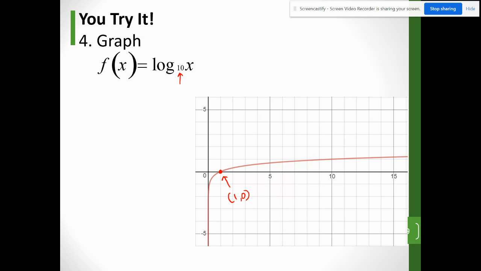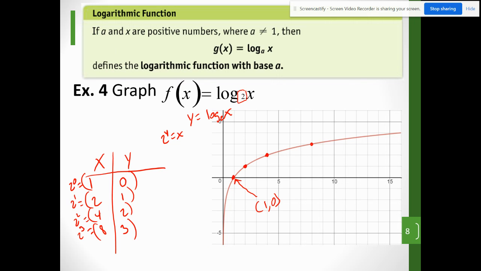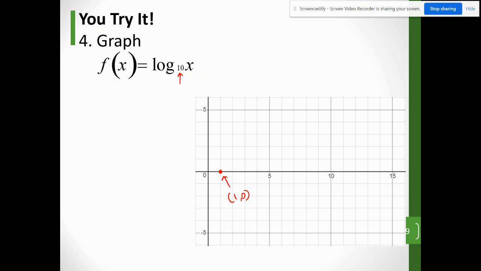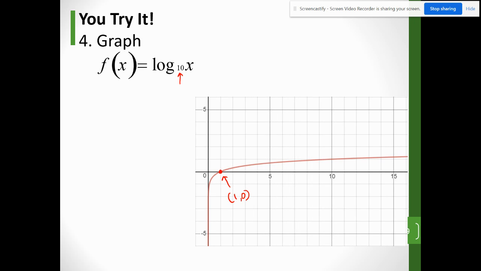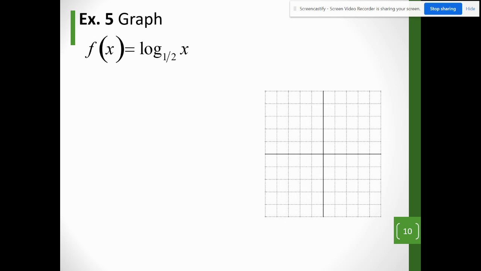It's going up at a smaller pace than my previous picture. Remember how this one was going faster? Now, the reason why is because the base 10 is bigger. So the bigger the base, the slower it goes up, but it goes up. Just want us to remember that when my base is more than 1, my graph is going to be going up, and it crosses the point (1, 0).